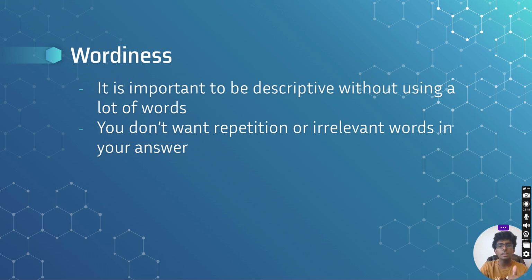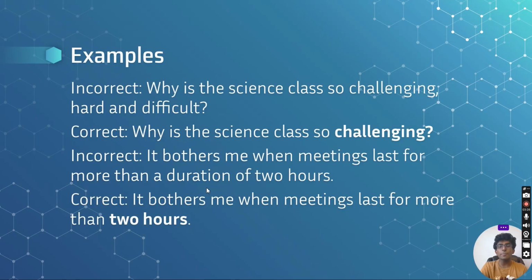So you don't want to repeat similar ideas with more words, and you don't want irrelevant words that make absolutely no sense compared to what the sentence is trying to accomplish. So, for an example, why is the science class so challenging, hard, and difficult? Okay, challenging, hard, difficult, they are all the same meaning-wise, right? So you can just get rid of the hard and difficult part and just say, why is the science class so challenging?